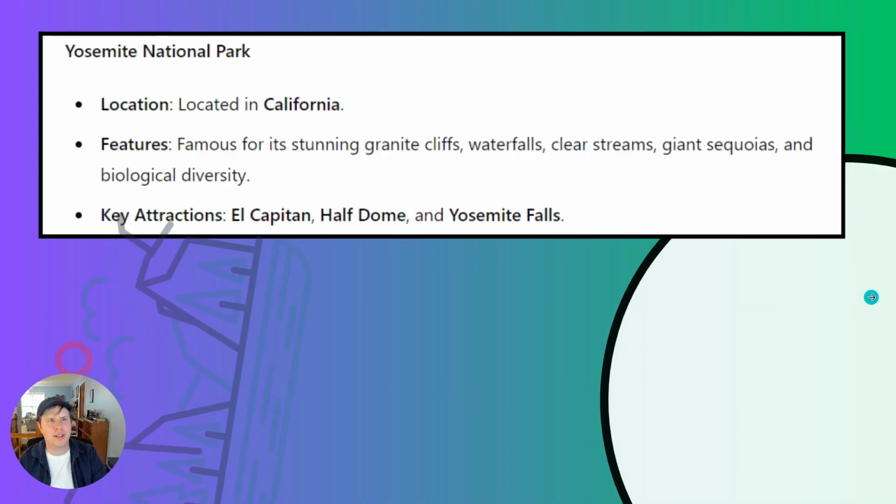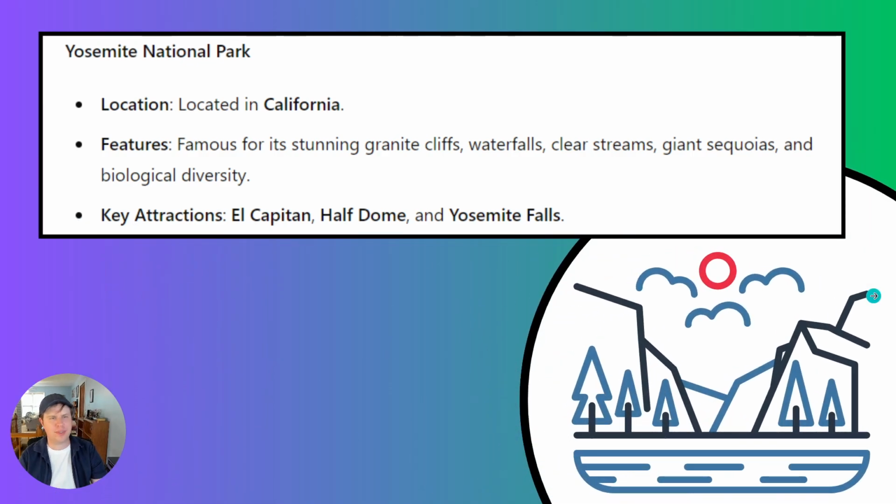Next national park is going to be Yosemite. Yosemite National Park is located in California. It's famous for its stunning granite cliffs, waterfalls, and clear streams, giant sequoia trees, and biological diversity. The key attractions there are going to be El Capitan, Half Dome, and Yosemite Falls.